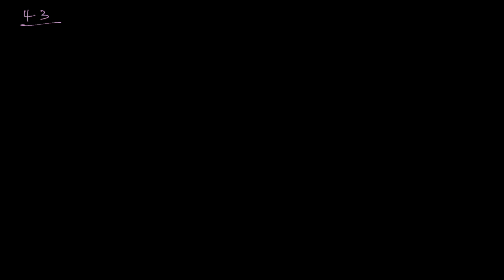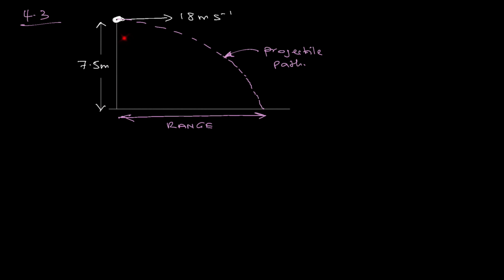Question 4.3. We've got a projectile question and it's asking us to calculate the range. We need to ignore the air resistance. Okay, so here's the projectile path and this is the range and that's the height, the distance 7.5 meters from the ground, and this is the velocity 18 meters per second.